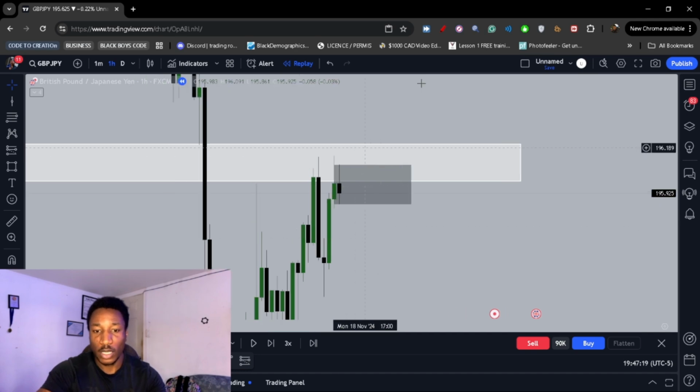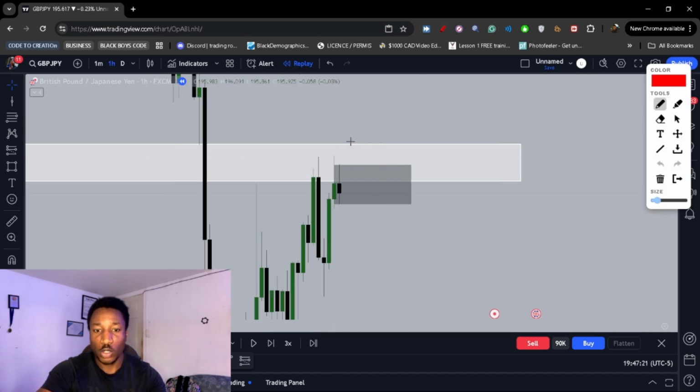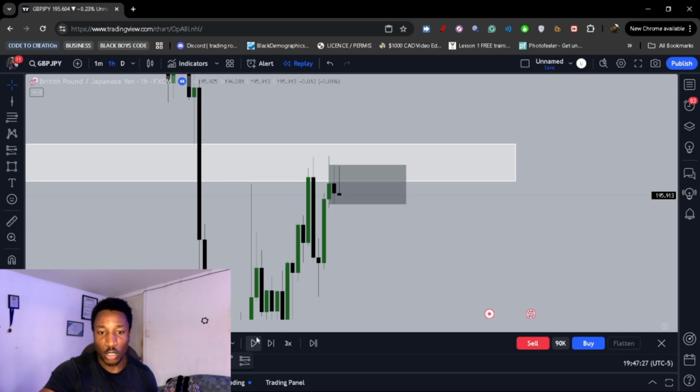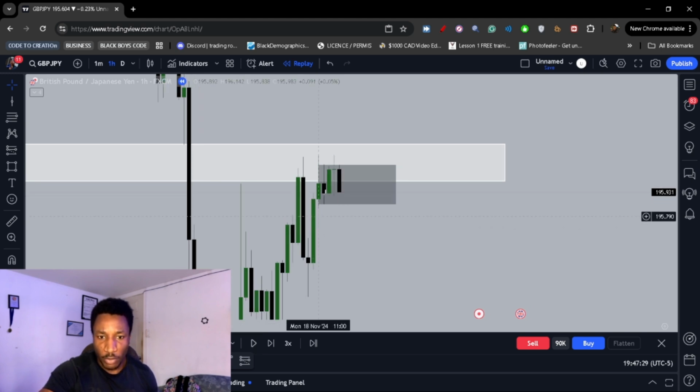Because we're looking for sells, we need price to literally cross above this gray box. In this case, guys, you're going to notice that price did cross that gray box. Eventually it did, as you can see. You can clearly see that price crossed that gray box. Now, when price has crossed that gray box, the next step, guys, is to wait for your entry.